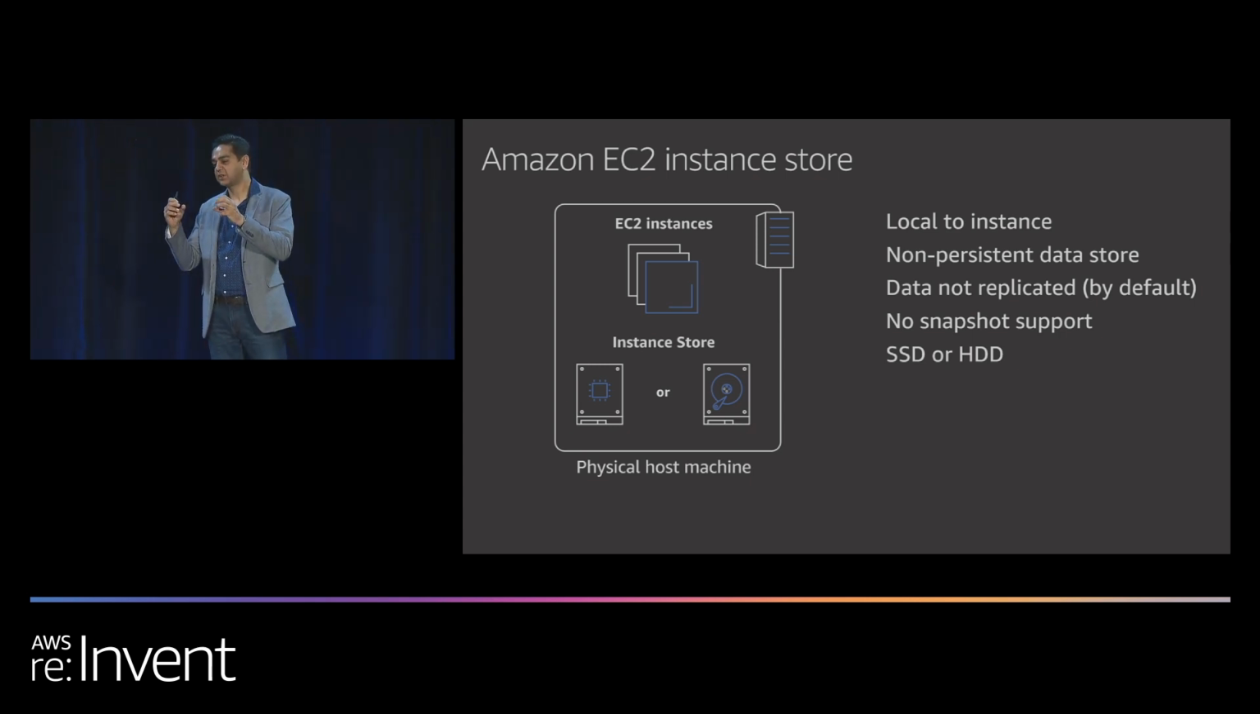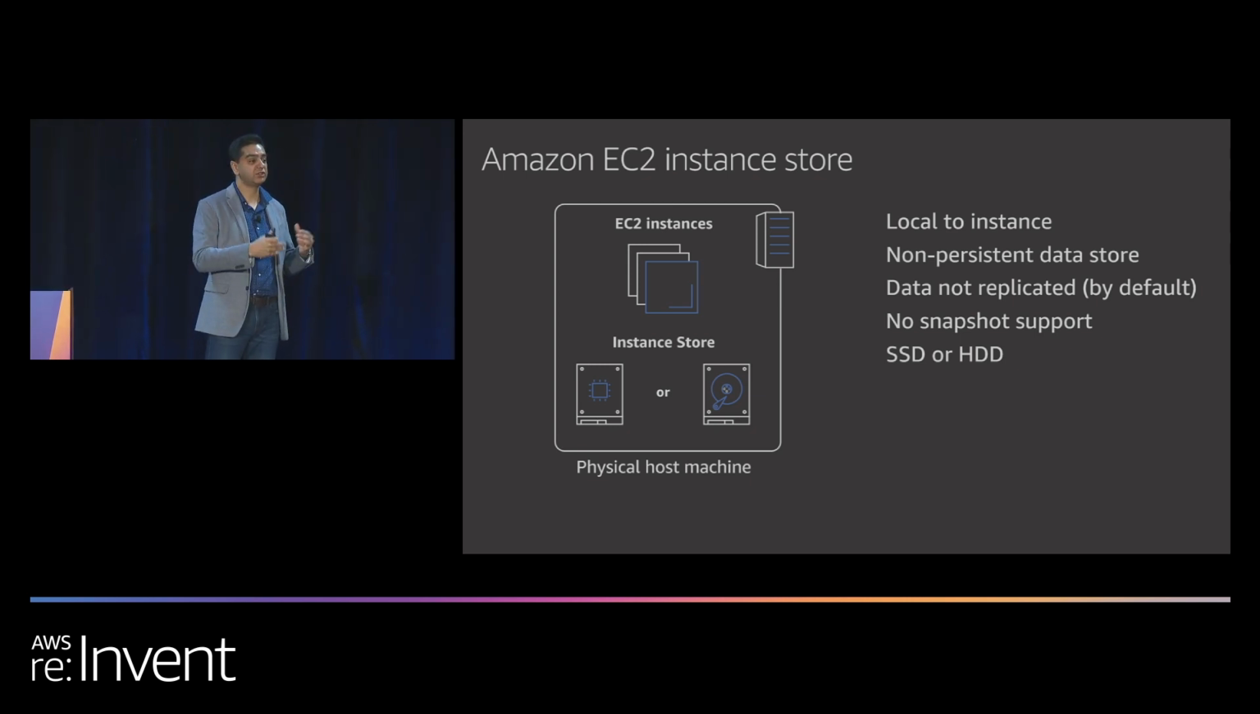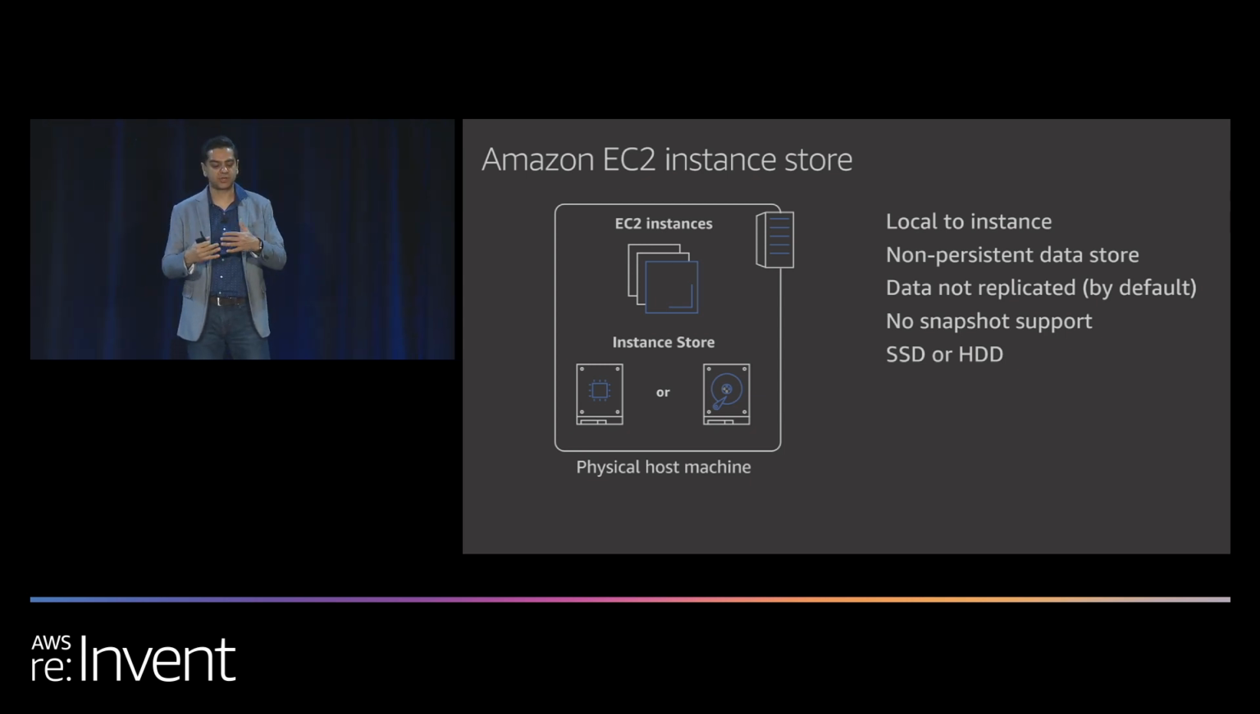As I mentioned earlier, instances have compute, storage, networking, and CPU as a part of their core resources. The storage resources that are part of that server on which you're running your instance are local to that instance. They're not persistent. That means they're ephemeral, and data is not replicated by default. So you don't have the ability to snapshot it, but you do have the option to pick between SSD and hard drives, rotating media hard drives.